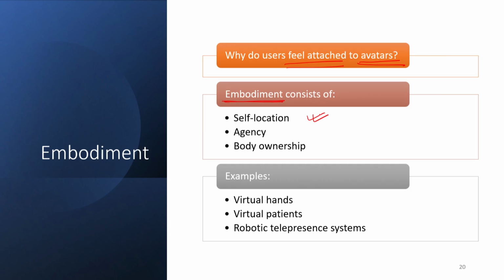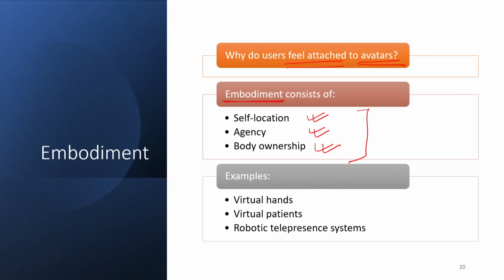That one is self location, which is locating yourself in that environment. Agency, that means the ability for you to do something as part of that avatar, and owning that body. So, if you can give all three of them, then you would have embodied the user very well. Self location, agency and body ownership.